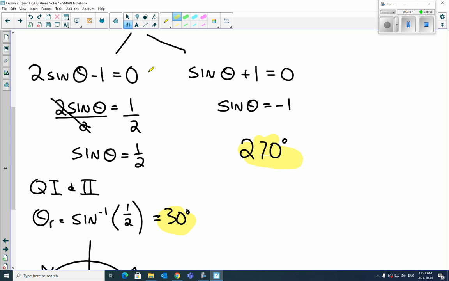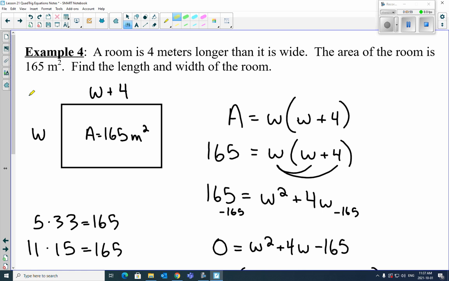Okay. Example number 4 is a word problem, and you have to translate the word problem into something that makes sense, in this case, a math equation, right? So a room is 4 meters longer than it is wide. So if we know W is width, for the length there, we just go W plus 4, right? Because that would be our length. Now, we don't use different variables. We want the same variable, so we're able to do the calculations.